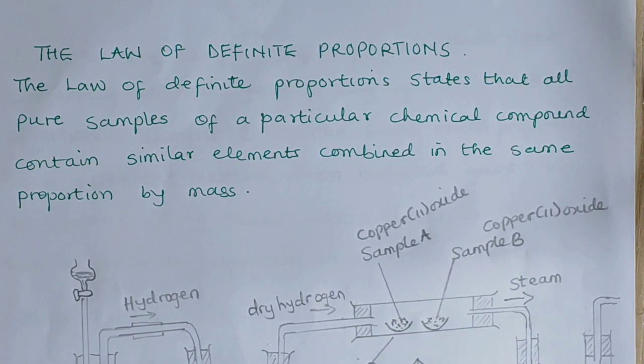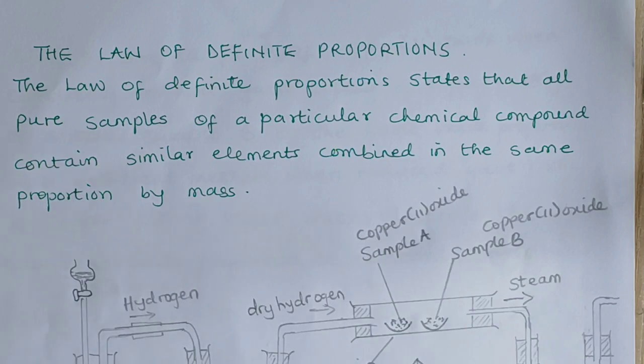The law of definite proportion states that all pure samples of a particular chemical compound contain similar elements. That is, provided the samples are pure, in any location they are, they all contain similar elements combined in the same proportion by mass. Please take time to study this.